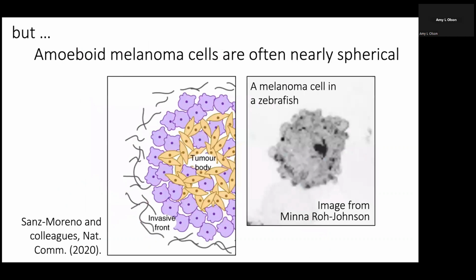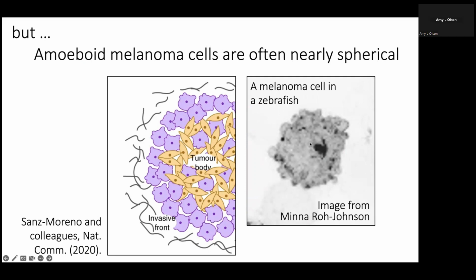But the problem with this model for melanoma cells is people have often reported melanoma cells in vivo that don't look like they're being squashed by their environment, but instead look nearly round, right? So this is a drawing of melanoma in vivo, and we see that the rounded amoeboid form of the cells is at the invasive front.